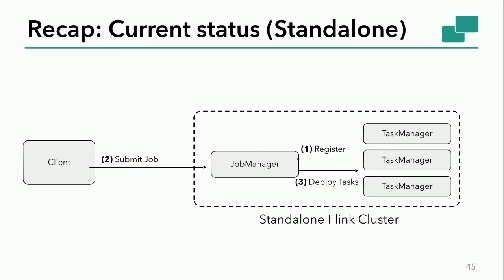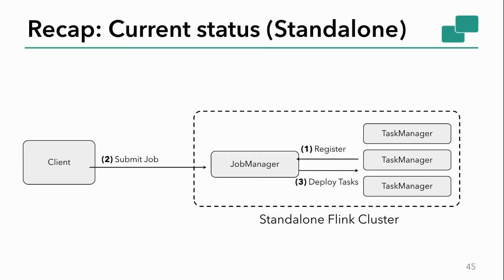So a little recap of how Flink works now in production. The standalone mode is like this. You have a client. This is your application. And there's what we call the job manager, which you can think of as the master node, and a set of task managers, which are the workers where the jobs get executed.